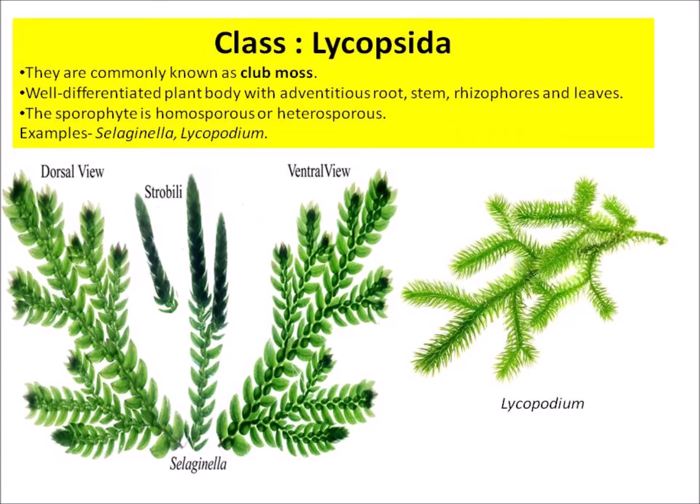The next class is Lycopsida. These are commonly known as club mosses. They have a well differentiated plant body with adventitious roots, stem, rhizophores and leaves. The sporophyte is homosporous or heterosporous. Examples are Selaginella and Lycopodium.